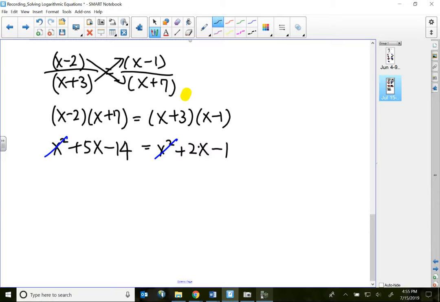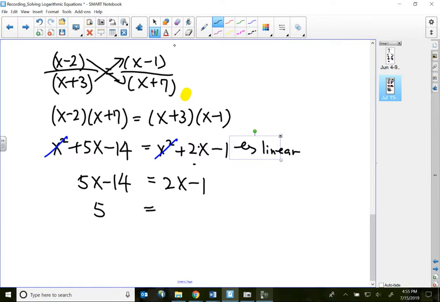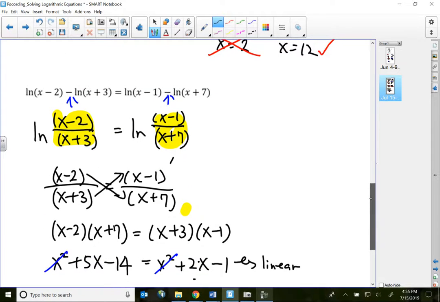So the equation I'm actually going to solve is actually linear. So that gave me 5x minus 14 is equal to 2x minus 1. So with the 2x over, that gives me 3x equal to 13, I believe. So x equal to 13 over 3. All right, and 13 over 3 is okay.